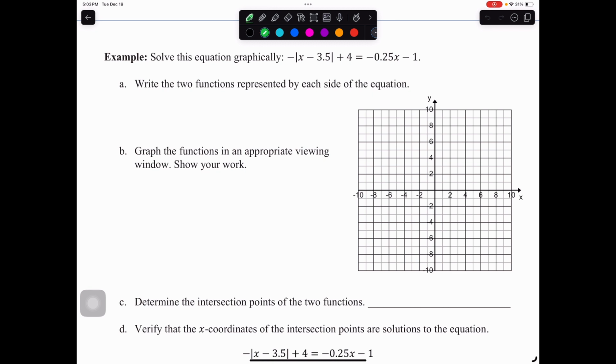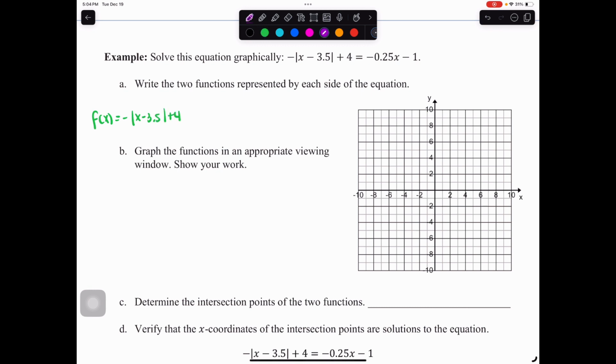So now we're going to complete an example together. Solve the equation graphically. So our equation is negative, then absolute value of x minus 3.5, then plus 4, equals negative 0.25x minus 1. So this is our second day of this lesson. We know to start that we have to go ahead and split these into two different functions. We'll take the left-hand side to create the first function. F of x equals negative, then absolute value of x minus 3.5 plus 4.